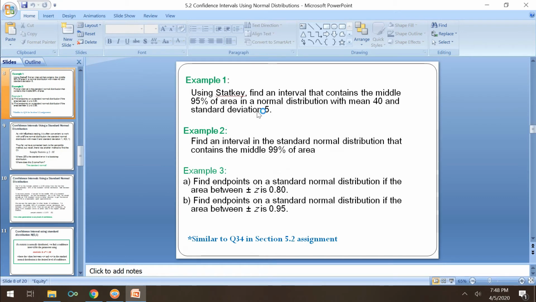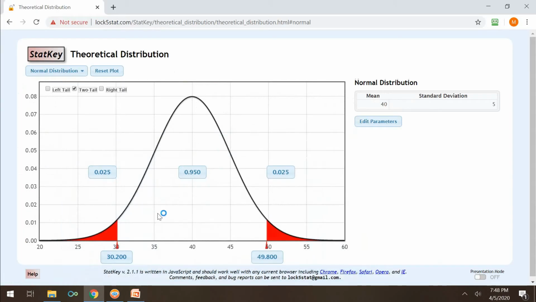So one more time, the question was to find the interval that contains the middle 95% as an area. If you look at the curve, the area in the middle is 95%, and this would be the interval. So again, the interval is 30.2 and 49.8.